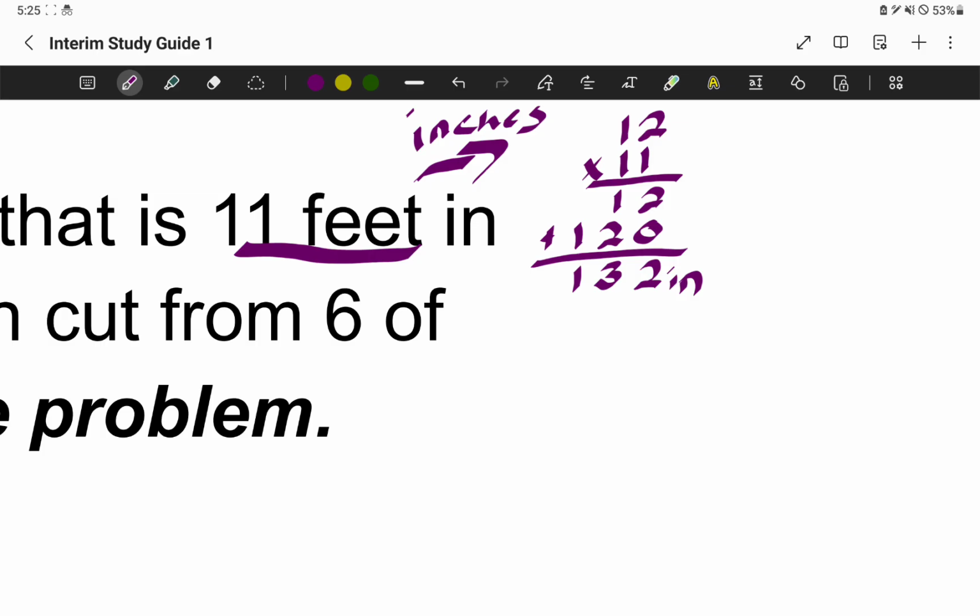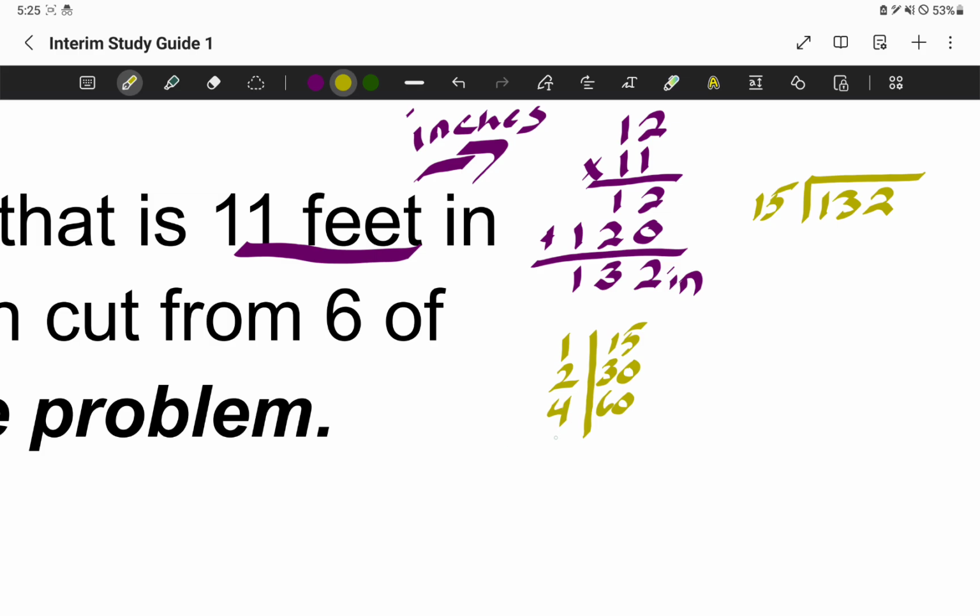And so now we've got this 132 inch long piece of wood, and we want to cut it into 15 inch pieces. So that means we do 15 into 132. Well, 1 times 15 is 15. 2 times 15 is 30. 2 30s is 60. So 4 15s is 60.